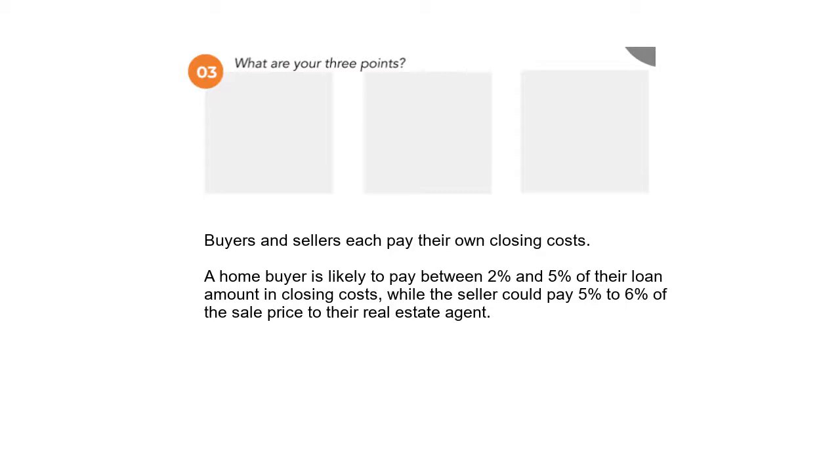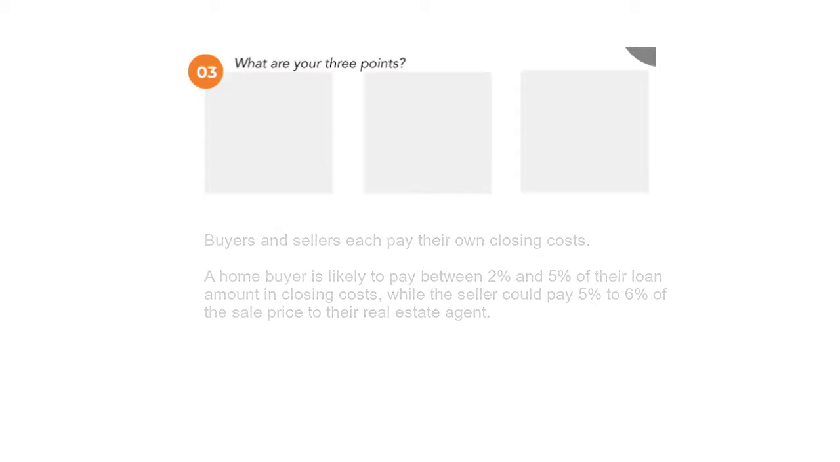You could have something like, be aware of what your closing costs are, whatever you want to do for your first point. And that's what you're going to talk about. And then you're going to go into that. So you can put in there, home buyers are likely to pay between 2% and 5% of their loan amount in closing costs, while the seller could pay between 5 and 6% of the sales price. So just giving an idea of closing costs.